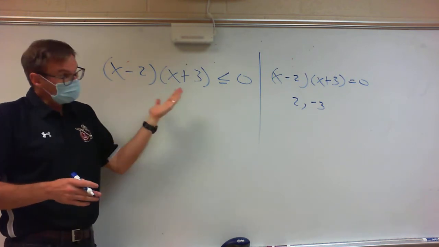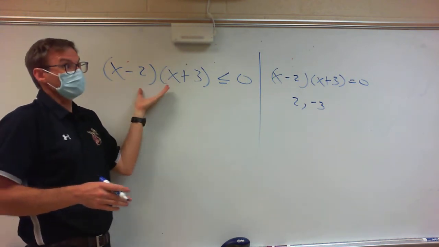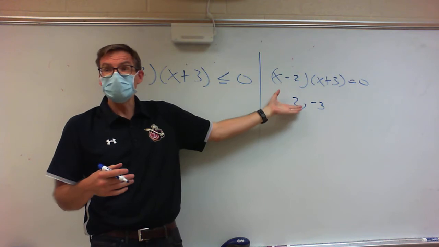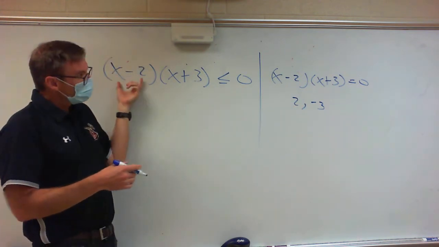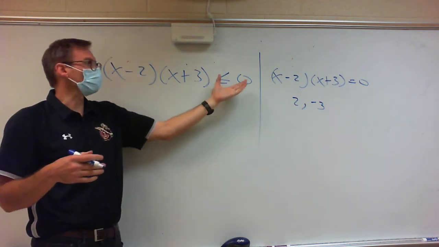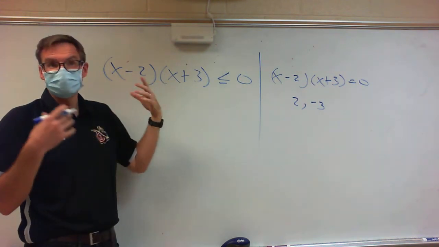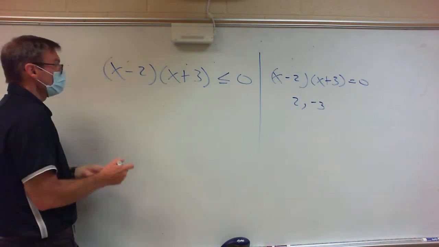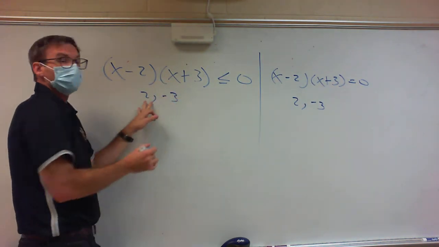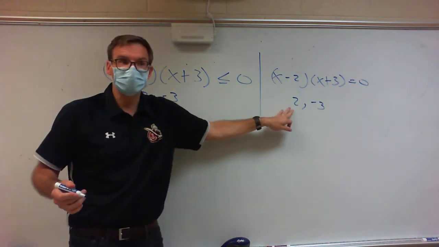So how do we do it? Well, the way we solve this is we do pretty much what we did here. Since we're interested in where this thing is around 0, I need to know what makes this equal 0. And what makes this equal 0 is the 2 and the negative 3, right? Same thing as was over here.